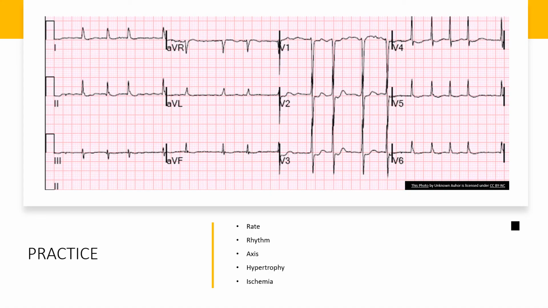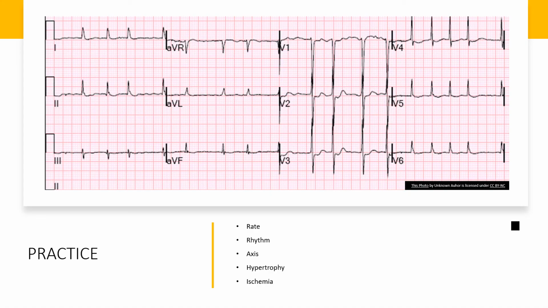In terms of the rhythm, I have no clearly identifiable P waves in any of the leads, so my P waves appear absent. My QRS complex, hard to tell because I can't zoom in, but I think it is narrow, or less than 120 milliseconds. My T waves are also not super clear.